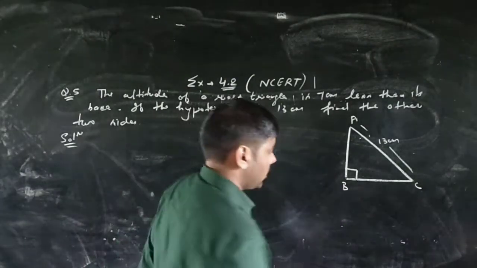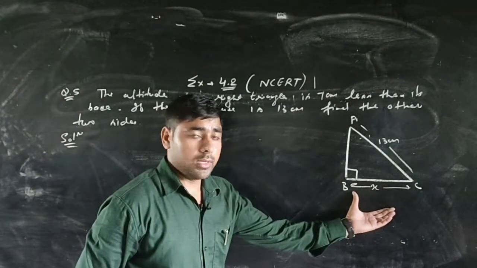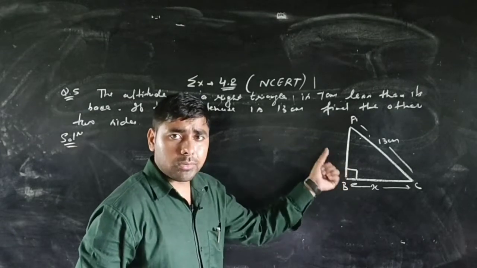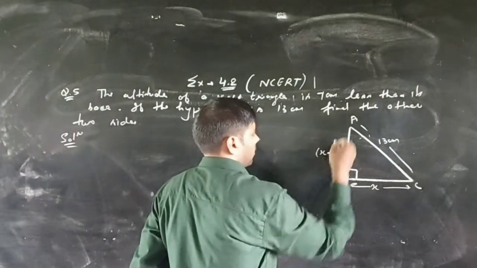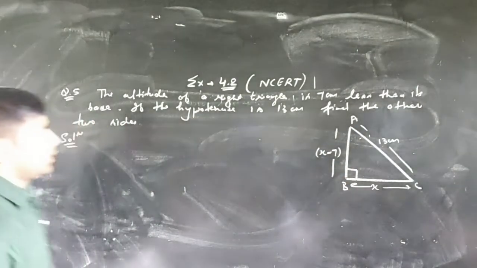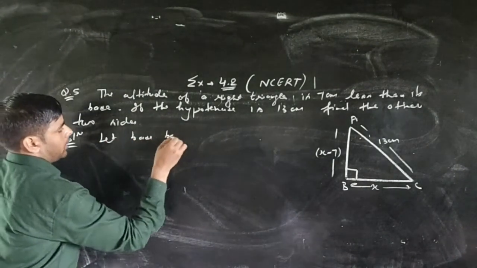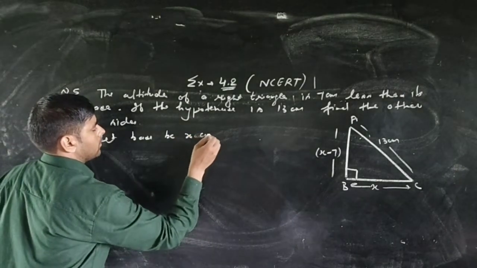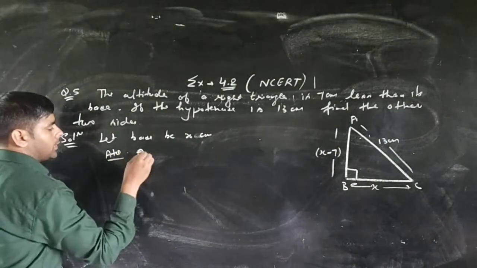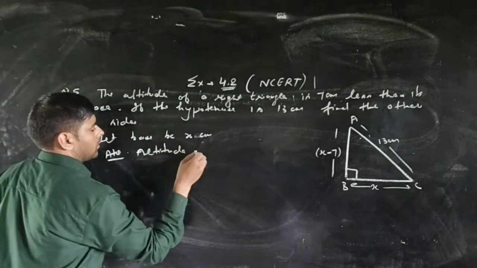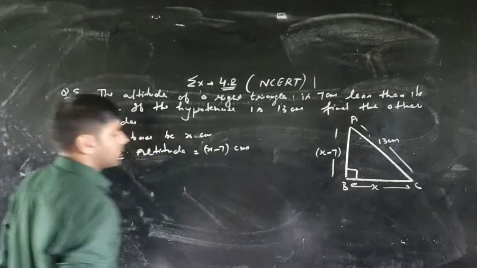Let this base be x. If this is x, then this altitude is 7 centimeter less. We can write this as x minus 7 centimeter. Let the base be x centimeter. Then according to the question, the altitude is equal to x minus 7 centimeter.